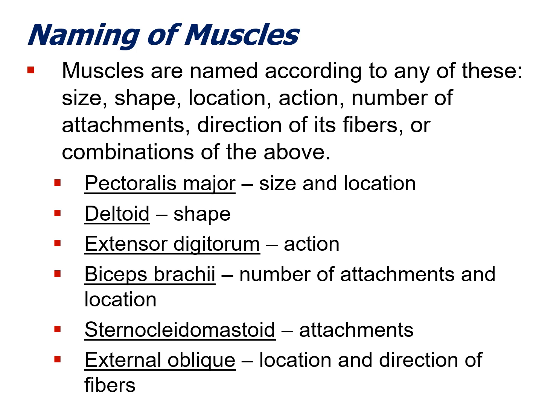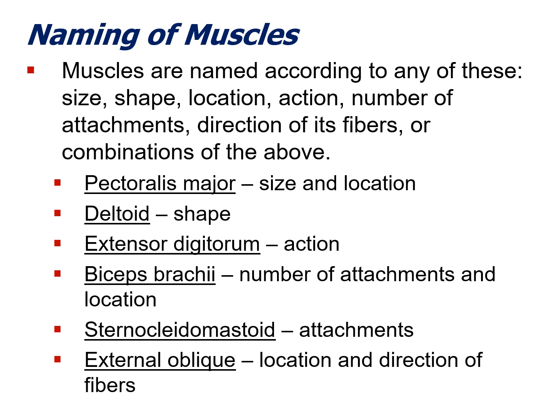And here we have one that's named after just attachments, and you can see the attachments right in the name. The sternocleidomastoid, that's the sternum, the clavicle, and the mastoid. And the mastoid is the mastoid process of the skull. So that's named after its attachments.